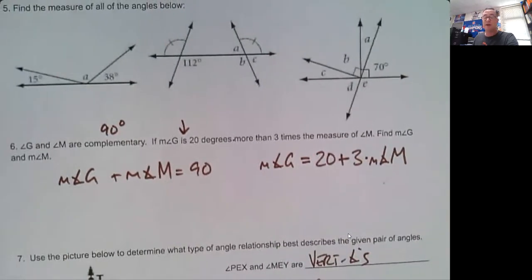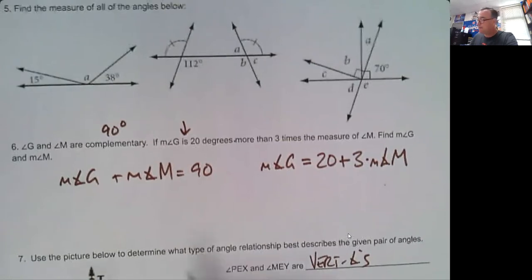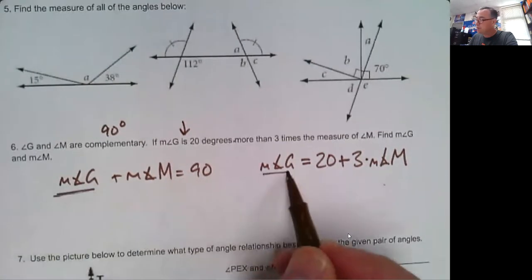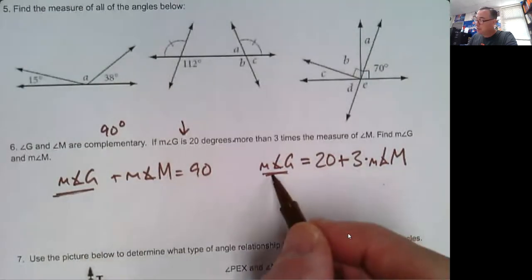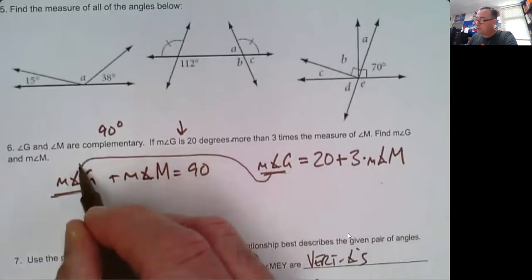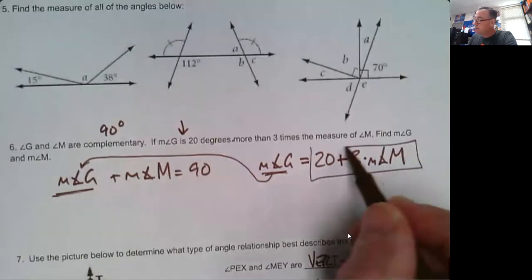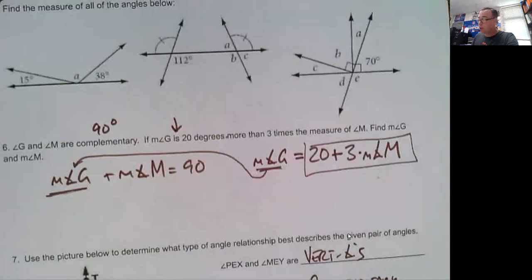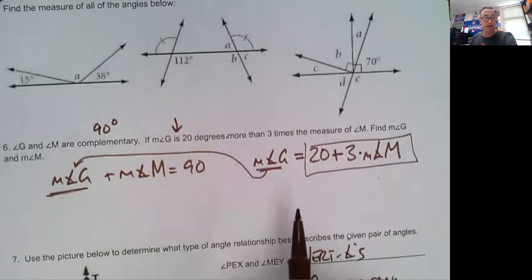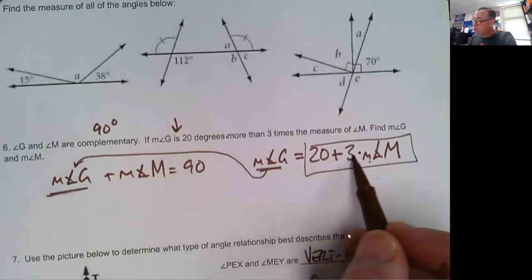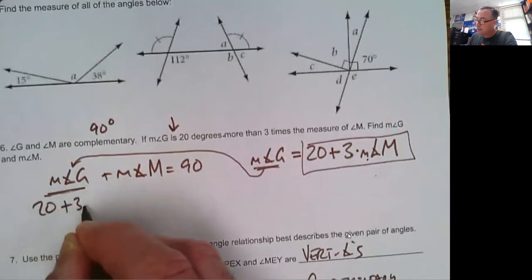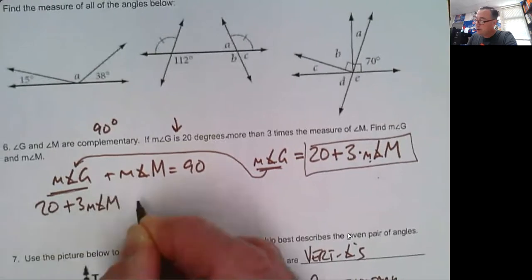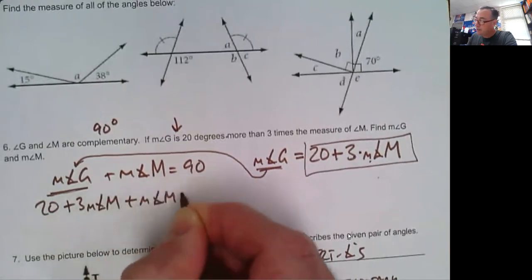All right. Oh man, it's a full-out substitution. We did do this, but it's been a while. So I look at where measure of angle G is. It's right there. We have 2 equations. This one right here, measure of angle G, I'm going to replace that with this so that it is its own entity and everything is in terms of the measure of angle M. So I'm going to plug in 20 plus 3 measure of angle M into this one. So 20 plus 3 times the measure of angle M plus the measure of angle M is equal to 90.